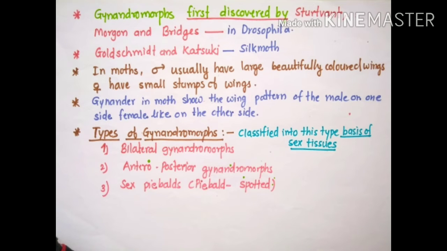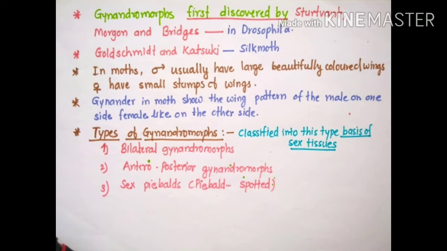In moth, males usually have large beautiful colored wings and females have small stumped wings. A gynander in moth shows the wing pattern of the male on one side and the female on the other side.